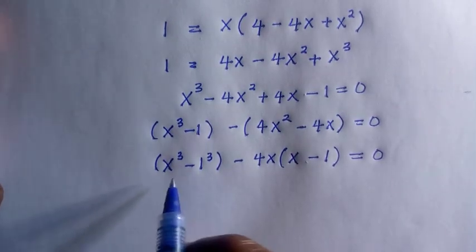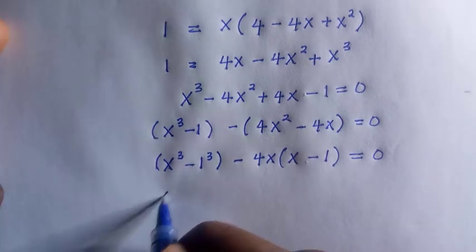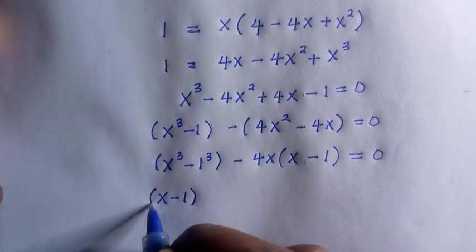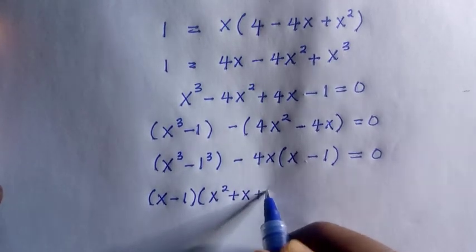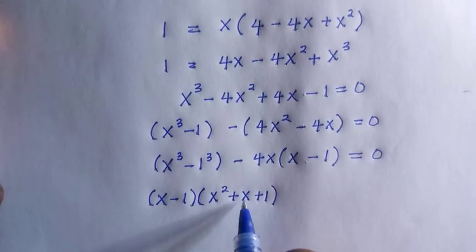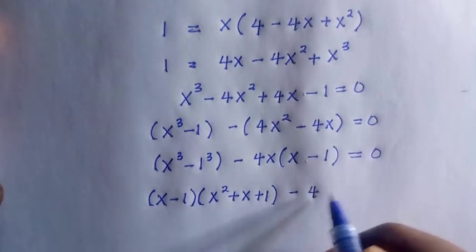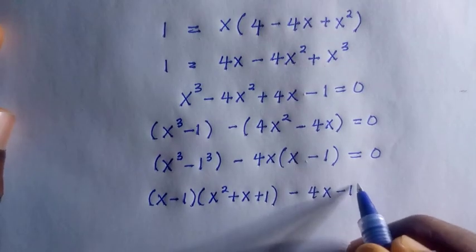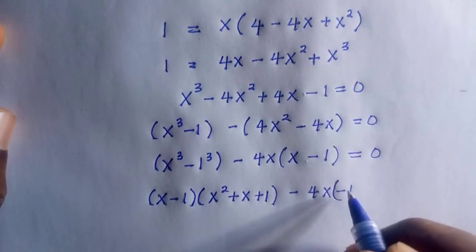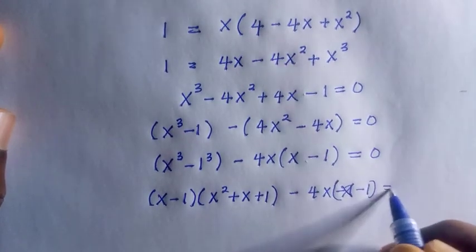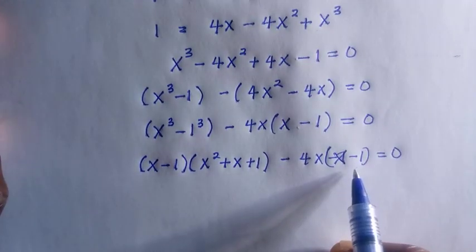So we have a difference of 2 cubes. When we expand this using the identity, what we get is x minus 1 times (x squared plus x plus 1). So as the identity of the difference of 2 cubes, minus 4x times (x minus 1) equals 0. Here is x minus 1, here is also x minus 1, which is common.